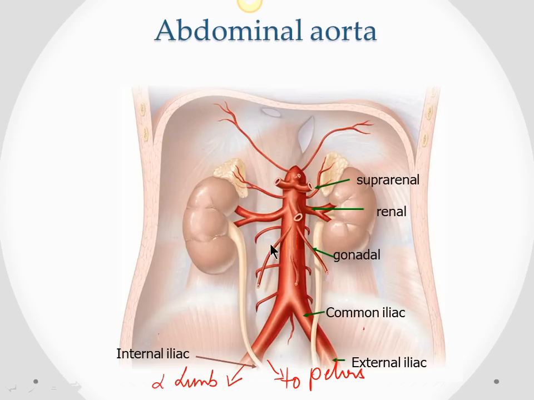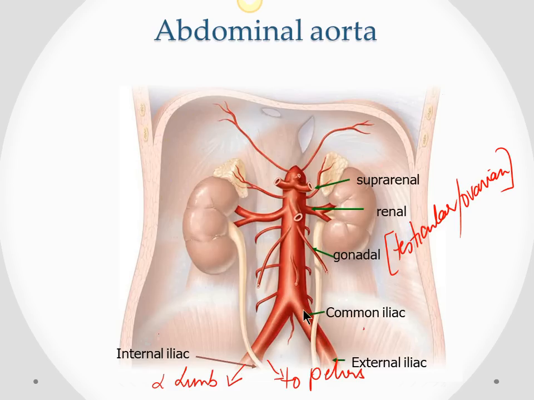These are called gonadal. That means they're going to the gonads. So in the male, we would call it testicular. In the female, we would call it ovarian. So we don't know the sex here, so they are called gonadal. Otherwise, in the male, you would call it testicular or ovarian if it is a female. And then the abdominal aorta divides into two common iliac arteries. So its final termination is the two common iliac, right and left.